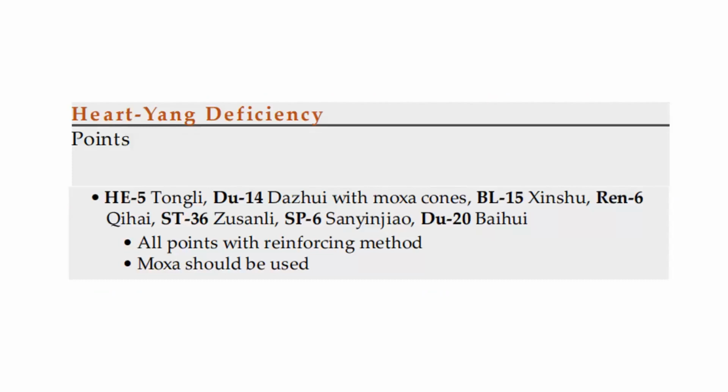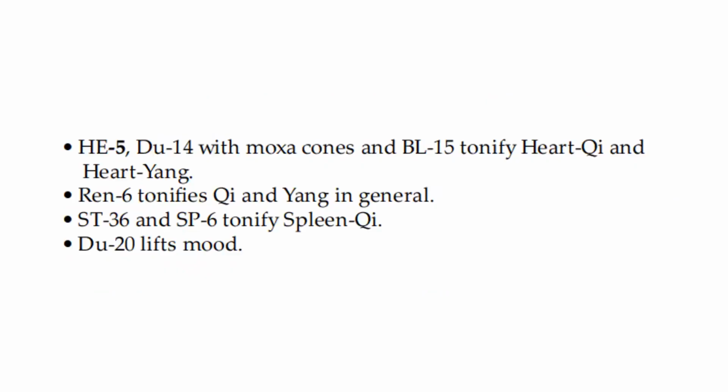Heart-yang deficiency points: we use heart 5, du 14, bladder 15, ren 6, stomach 36, spleen 6, du 20. All points with reinforcing method, moxa should be used. Heart 5, du 14 with moxa cones, and bladder 15, tonify heart qi and heart yang. Ren 6 tonifies qi and yang in general. Stomach 36 and spleen 6 tonify spleen qi. Du 20 lifts mood.